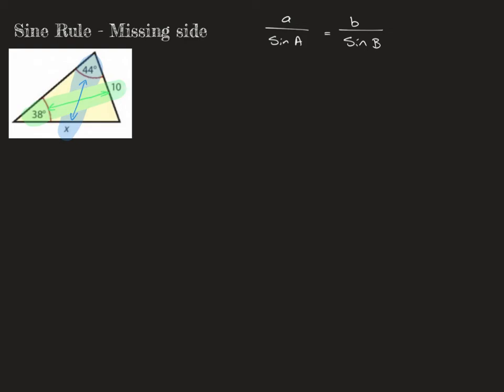So a over sine A just means a side over the corresponding angle. In this case, I'm going to put all my unknowns, my x's, into the first fraction. I'm going to start with the blue because the unknown is in the blue. So the x and the 44 have to go together. They both represent a's. So the side x represents a, and the capital A is going to be 44. So I'm going to fill that in. I'm going to have x here.